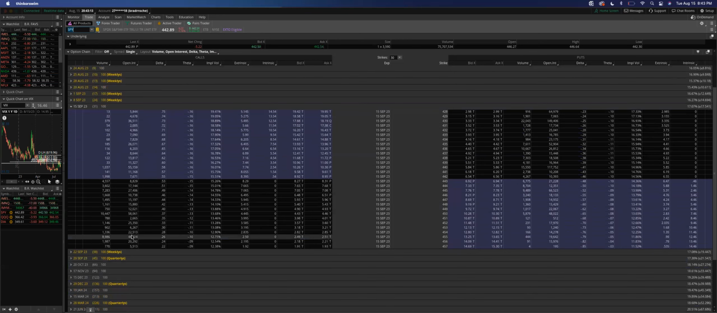But okay, so that's the checklist. What you want to look for is 30 days out, definitely if you're holding it overnight. And then you want to pick at the money contracts. If you're not going to buy at the money and you're going to be a DGen, at least buy ones that have open interest.